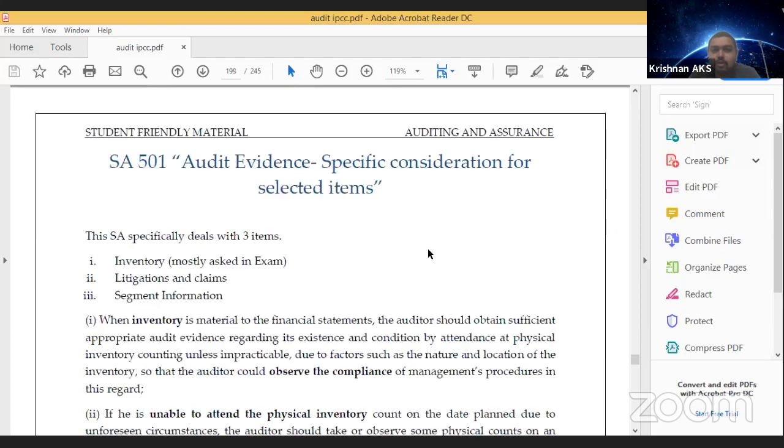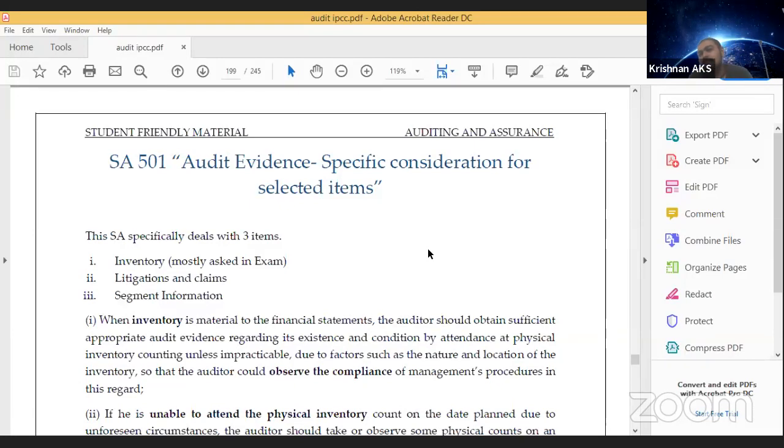Then we'll go to SA 501, audit evidence, specific considerations for selected items. SA 500 and SA 501 are like twin standards. So this is specific consideration for selected items. What are the selected items? Inventories, litigations and claims, and segment information. Inventories.